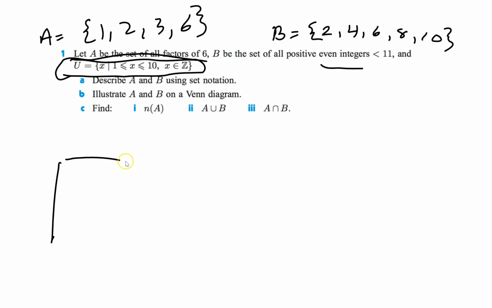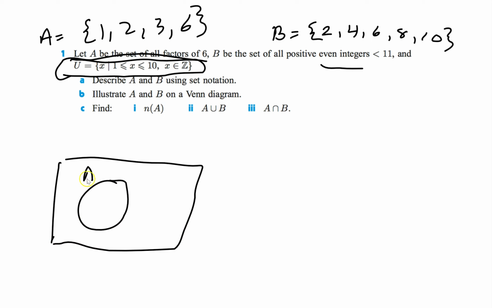So let's do that real quick. A, B. Now first I like to figure out the ones they have in common. So it looks like they have a 2 in common and a 6 in common. So that's going to go in the middle. They both share 2 and 6. Right? And then A has 1 and 3 that B doesn't have. So 1, 3 goes here. B has 4, 8, and 10 that A doesn't have. And now remember, our universe is all the numbers between 1 and 10. So the universe is like 1, 2.